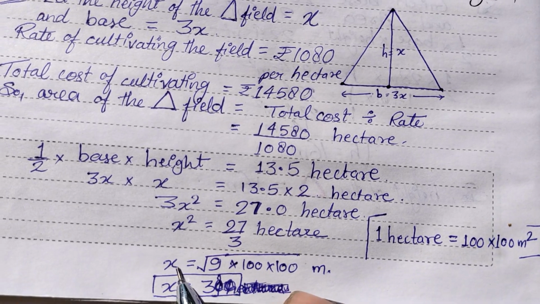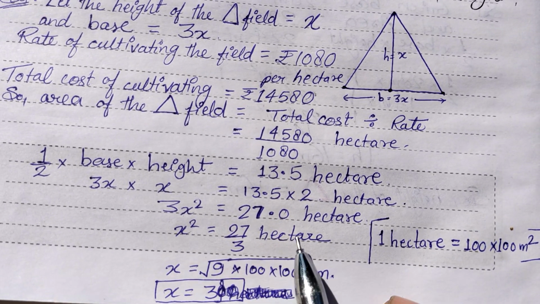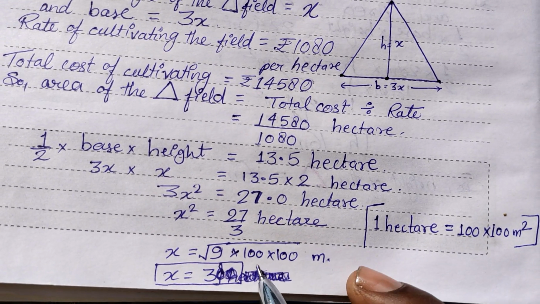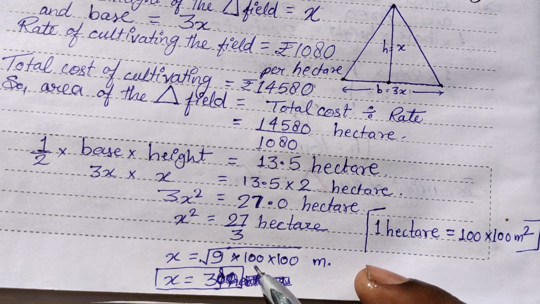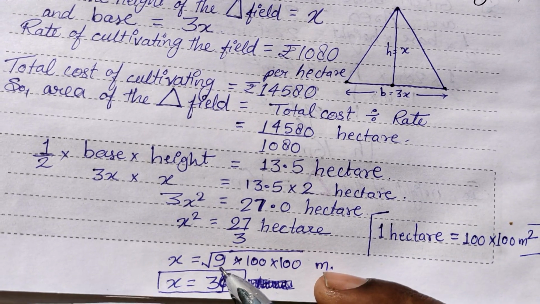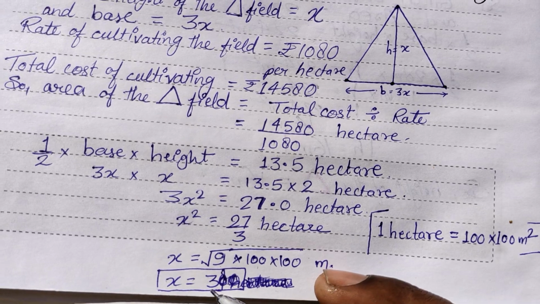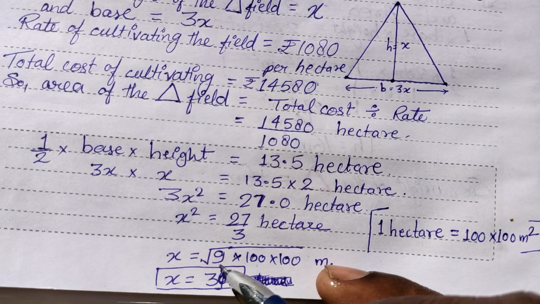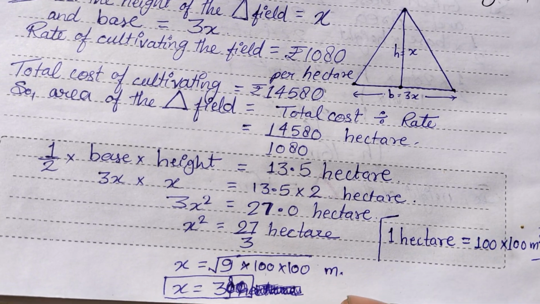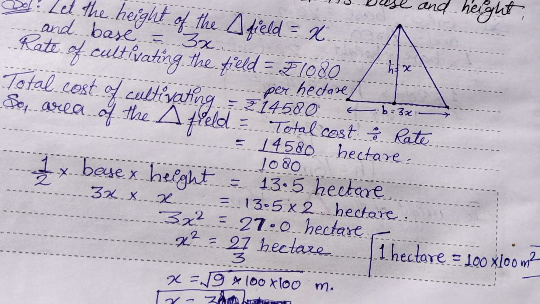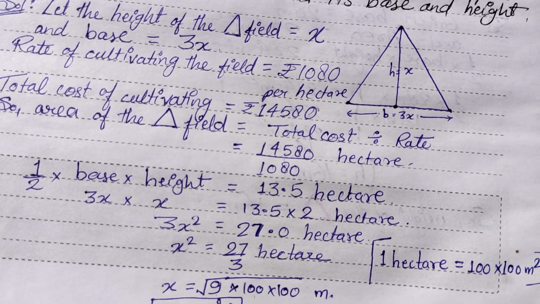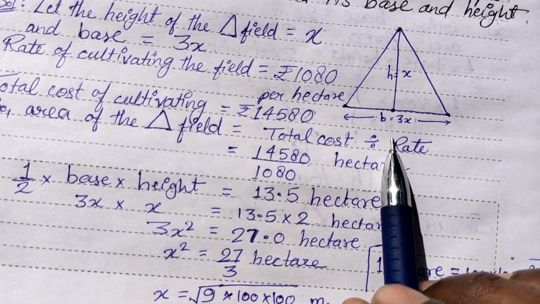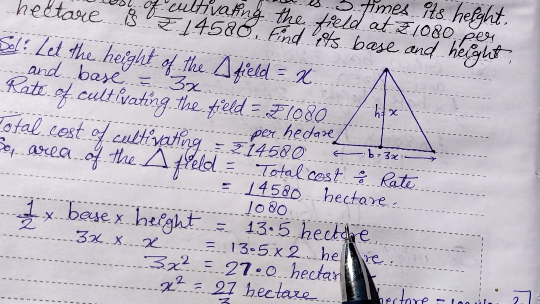Now we have to find the value of x, so transfer this root to the right side, we have x is equal to 9 into 100 into 100, and we have 100 coming out. Take out 100 from this, and 3 into 3 is 9, take this out, we have 3 into 100, that is 300. So x is the height, so height is equal to 300, and base is equal to 3 into 3, that is 900. Now moving on next.